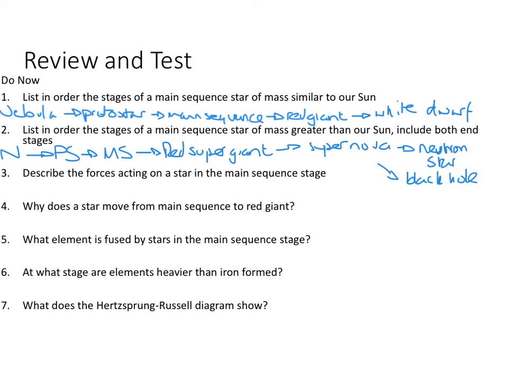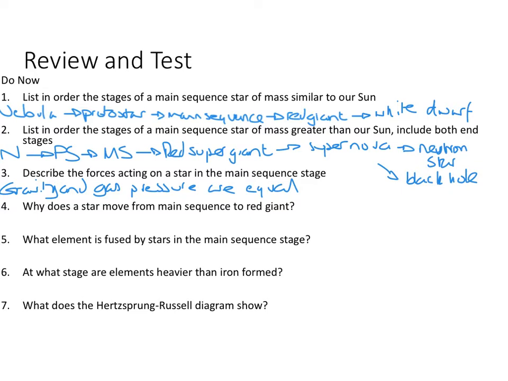Alright, so describe the forces acting on the star in the main sequence. So we've got gravity and gas pressure are equal, so the star is stable. So the forces are equal. The gas pressure comes from the hot gases, basically, and they're trying to push out, and the gravity is pulling it in. They're stable, so the star stays the same size.